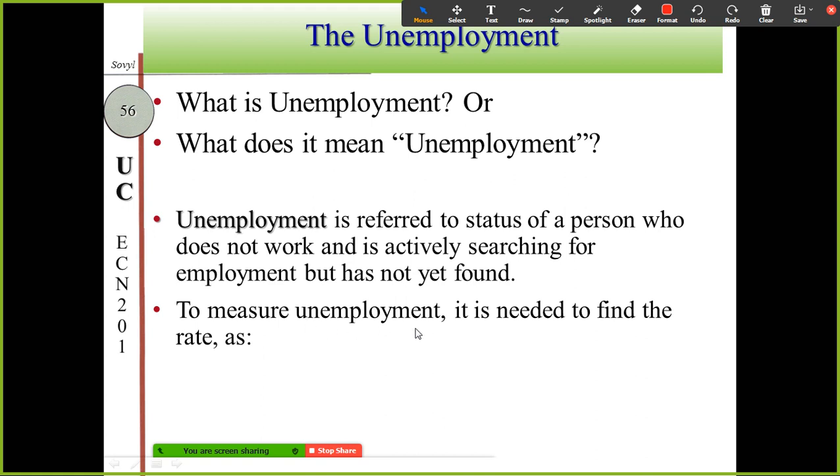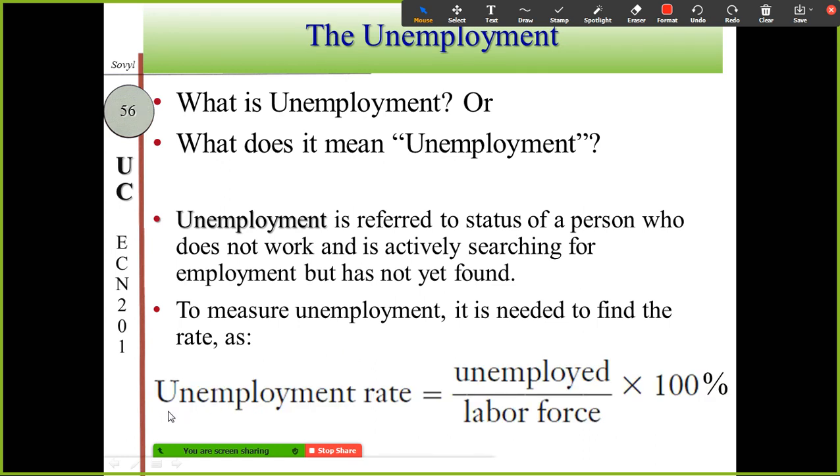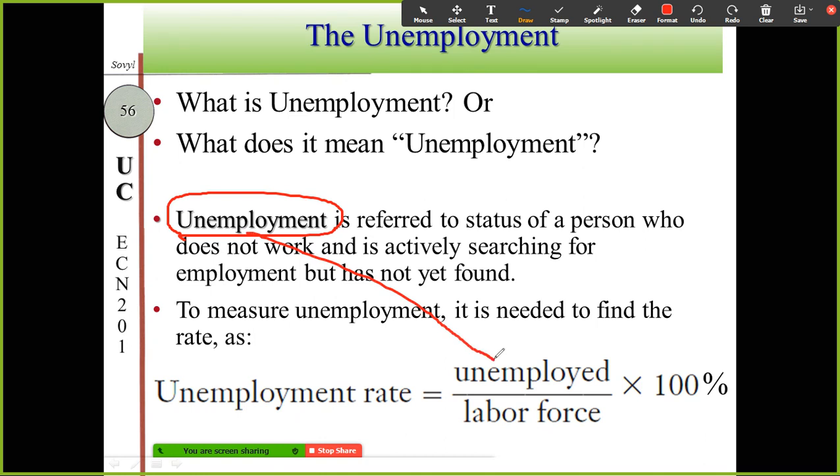To measure unemployment, it is needed to find the rate of unemployment. So how do we find the rate of unemployment? In order to find the rate of unemployment, we use this formula. Unemployment rate is equal to the number of people unemployed divided by the labor force. Okay, so you already understood this part. But what is labor force?